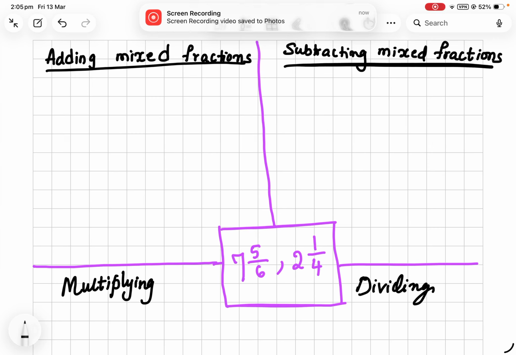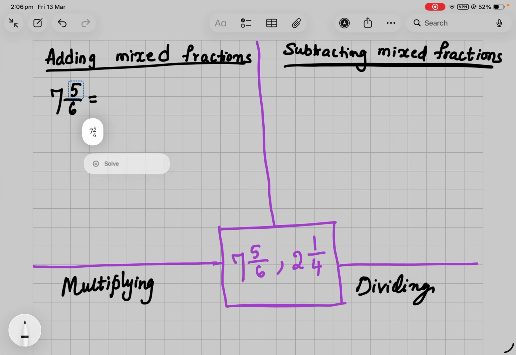Hello everyone. In this video, as I said in my previous video, I'm going to teach how to do mixed fractions. So we're going to do the same operations, adding, subtracting, multiplying and dividing, but this time on mixed fractions. So what are mixed fractions? You have a whole number and then a fraction next to it. Now before you do any operations, it's easier if you can convert them into improper fractions. So how do you do that?